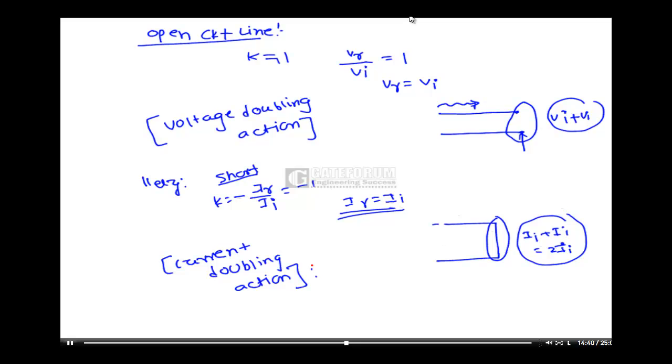If it is the open circuit case, there is no magnetic field, that is, the magnetic field collapses. So this is a voltage doubling action. It will create a voltage doubling action. Whereas in the short circuit case, there is no electric field at the load end. Therefore, it will arise as a current doubling action. Which is very, very interesting.